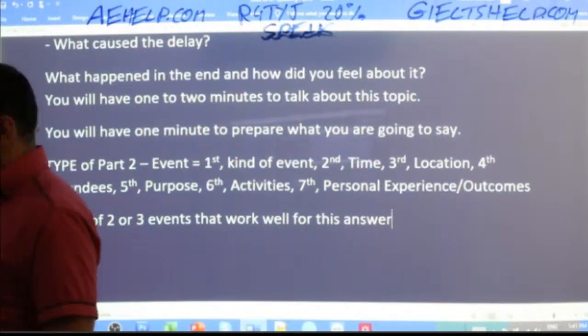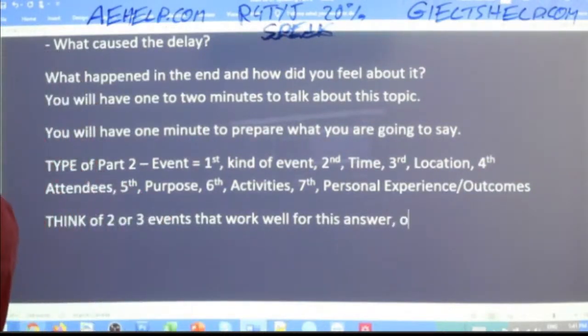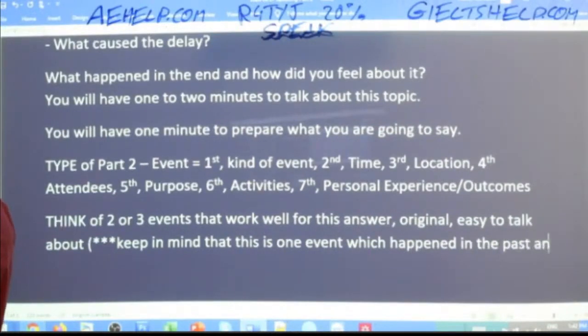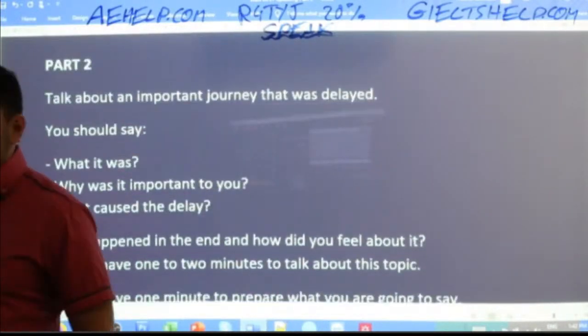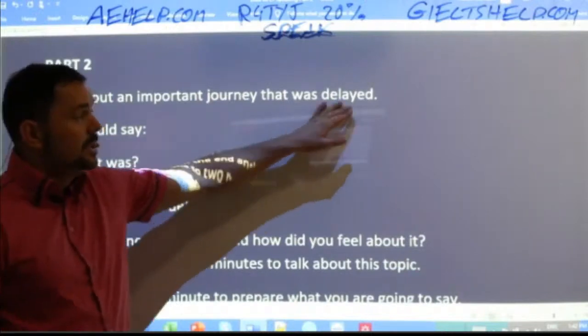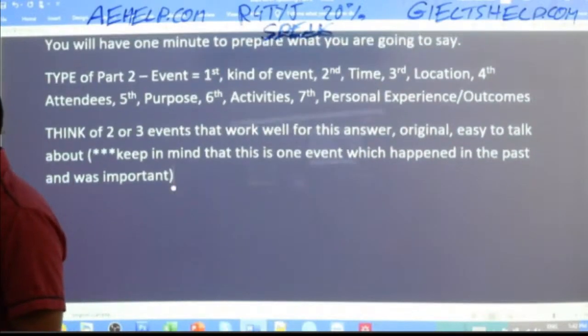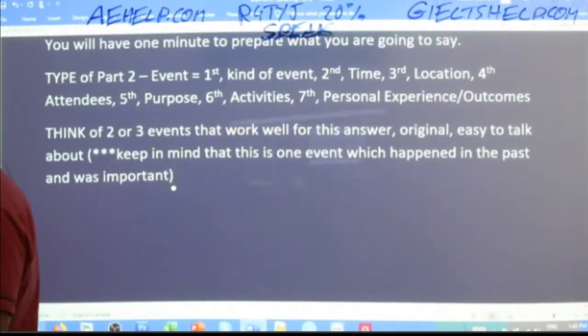So that works well for this answer, right? It means it's original and easy to talk about. Okay, those are the parameters. And of course, very importantly, keep in mind that this is one event which happened in the past and was important. Okay, so that topic sentence, important journey that was delayed, that's very important. So when you're coming up with your ideas, make sure all of your ideas are in the right domain, okay, in the right frame of thought.